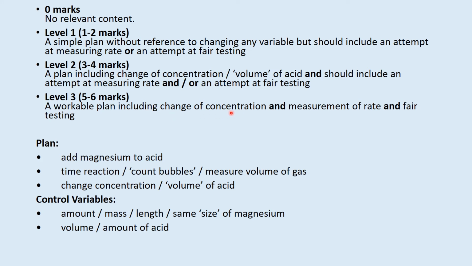Remember, that's the independent variable, so you've got to include that, and how to measure the rate, and how to keep everything fair. That means control variables. Basically, if you're looking at lower marks, you've missed out some of these things. So notice things they wanted: add the magnesium to the acid. That's got to be in there. Obviously, you need to say how much of these things, but that has to be in there at some point.